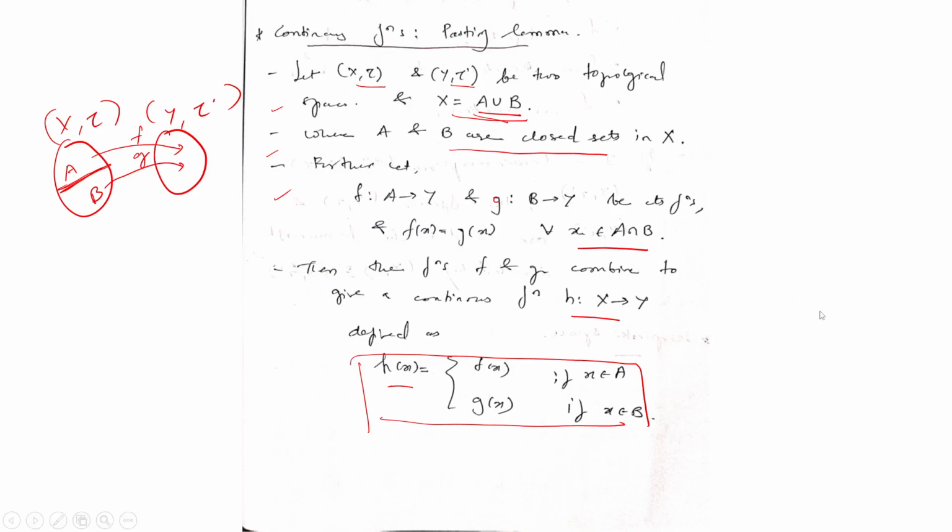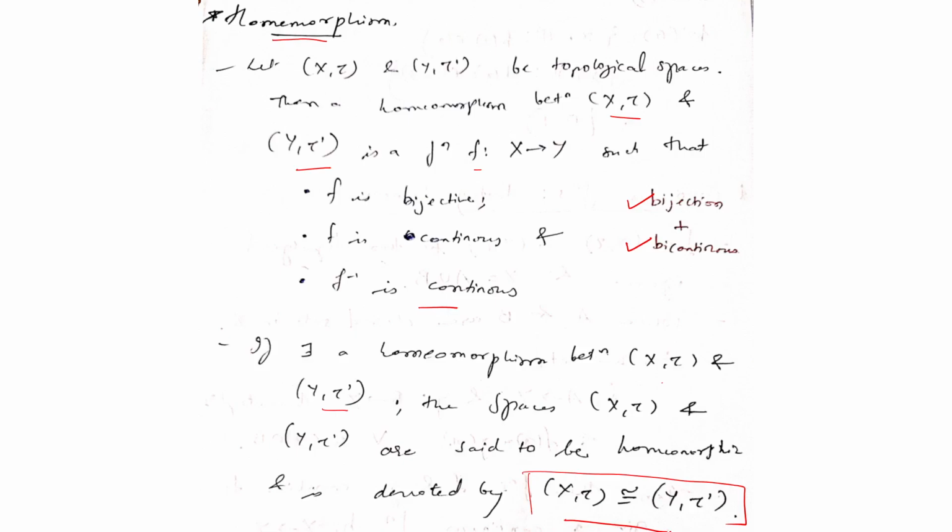Okay, now next, the topic was about homeomorphism. Let (X, tau) and (Y, tau dash) be topological spaces. Then a homeomorphism between them is a function f from X to Y such that f is bijective, f is continuous, and f inverse is also continuous. So basically for a homeomorphism, what do you need? It is bijection and bicontinuity. If both these conditions are satisfied, then we say that the function is a homeomorphism.